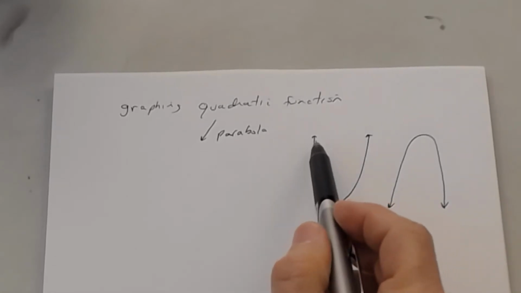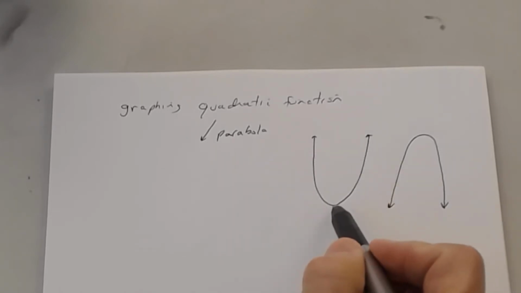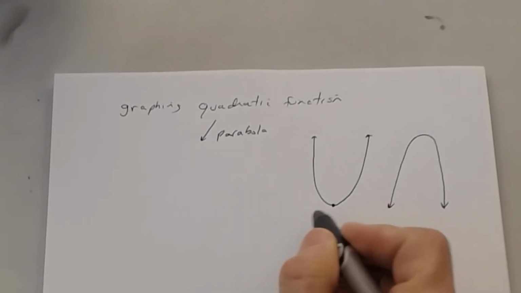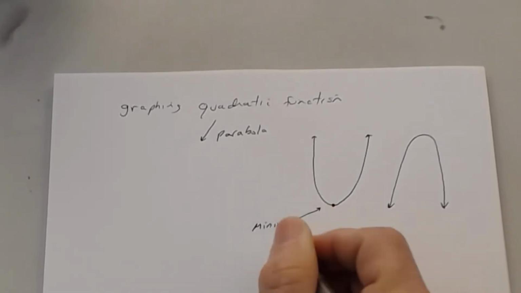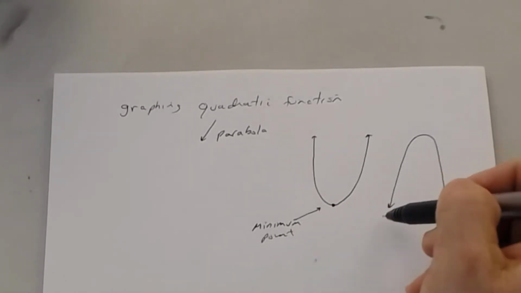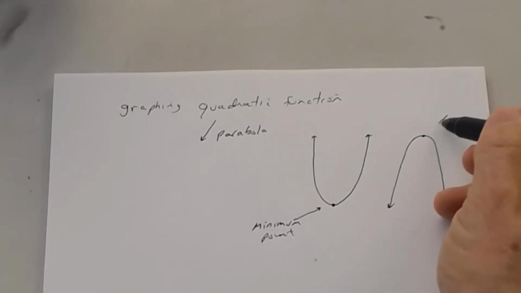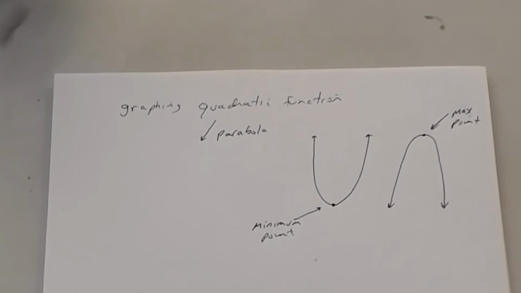Notice that if I look at all the points on the one that's on the left, do y'all see that there's a low point? The lowest point on this graph is here. Sometimes that's called a minimum point. And if I look at the one on the right, this is the highest point on the graph. So I'll call this a maximum point. Maximum. I don't have enough space, I'll just put max. Maximum point.